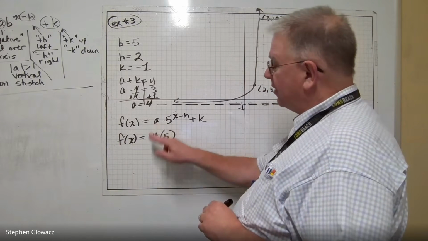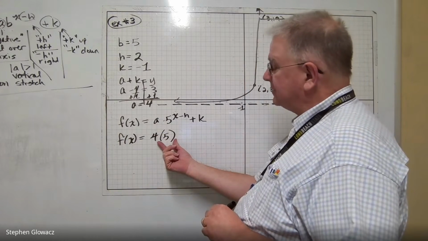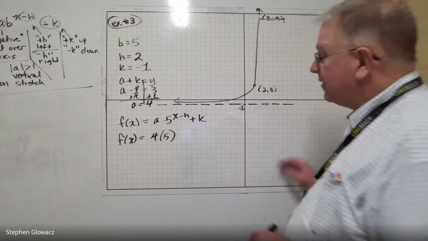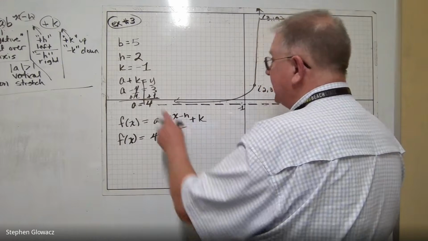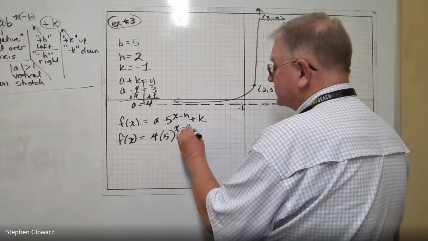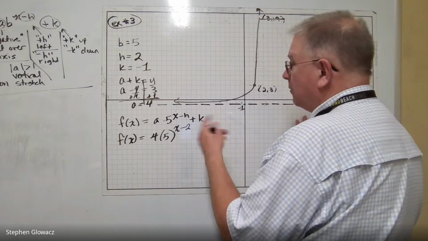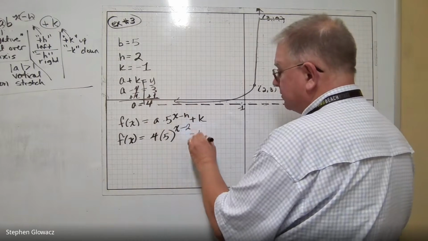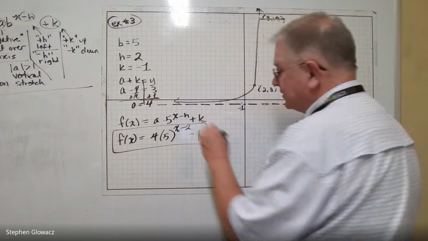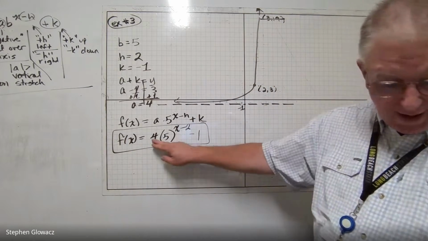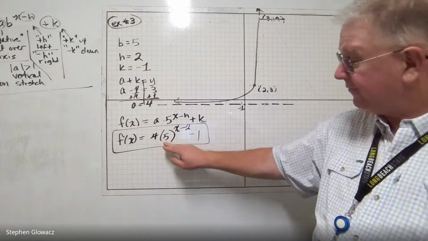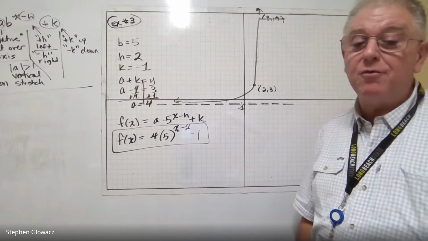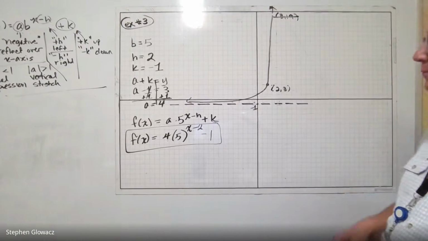Now that we have a number for a, we do need to put the parentheses around the 5. Otherwise, that's going to look like 45. And then we have x minus h. H is 2, so x minus a positive 2, plus k, a -1. K is -1. And so the equation for this graph would be 4 times 5 to the power of x minus 2 plus... -1. And so that is our example for problem number 3.